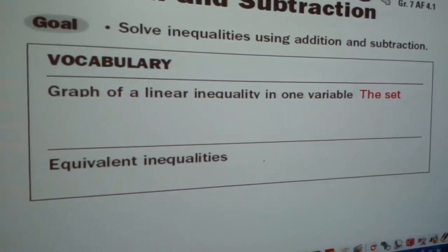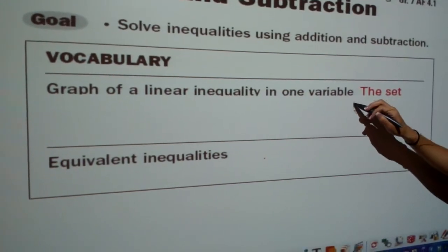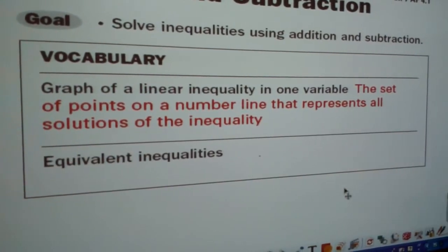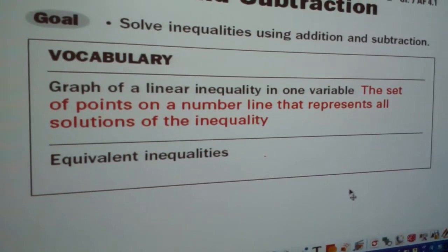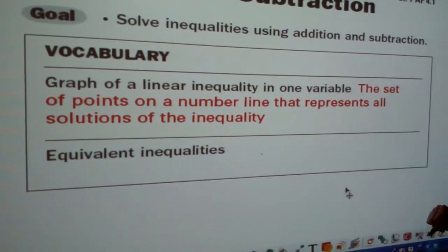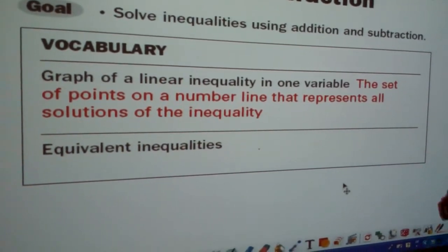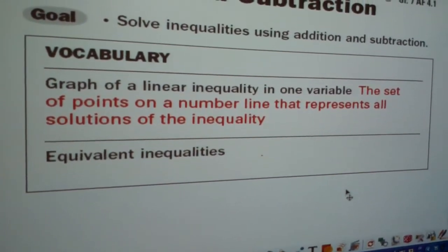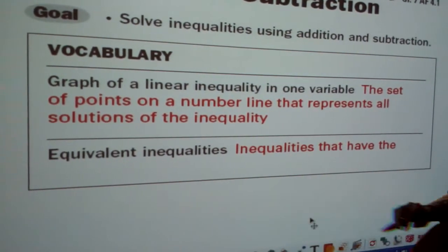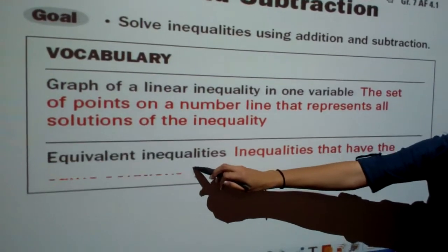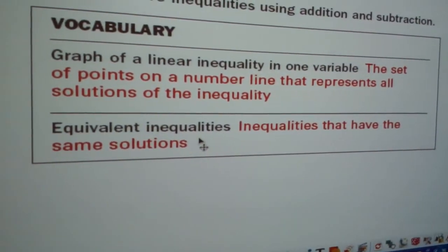So the graph of a linear inequality in one variable is the set of points on a number line that represents all solutions of the inequality. And we'll do some examples so that this makes more sense. Our other vocabulary word is equivalent inequalities. Remember, equivalent is another word for equal. So it's inequalities that have the same solutions.